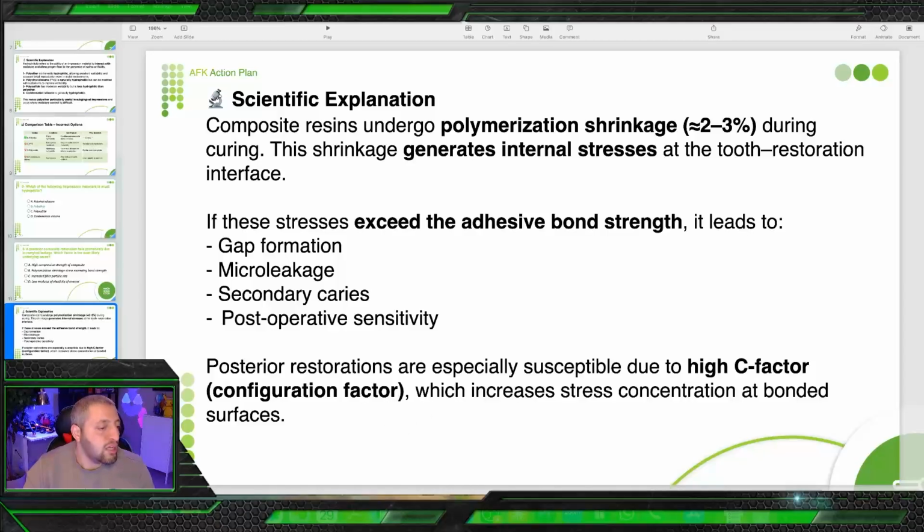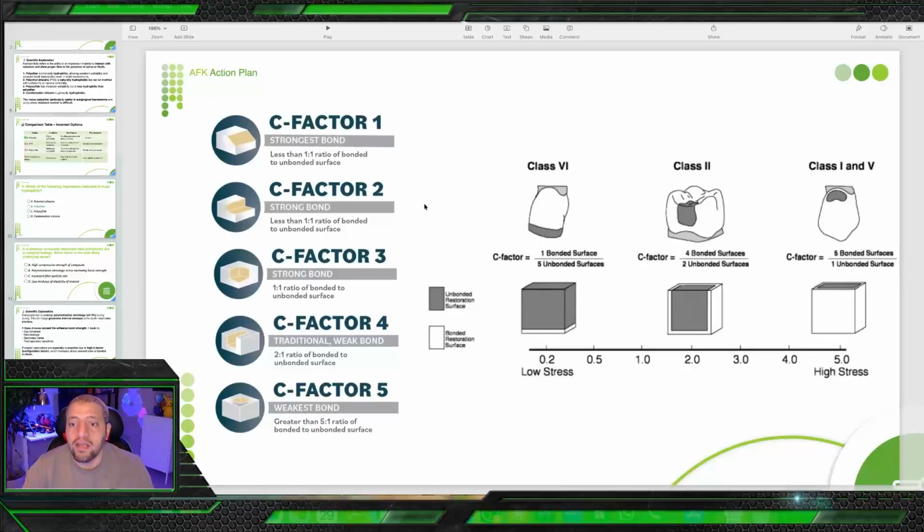What is this C-factor? There is a point I would like you to know from this question. The C-factor is the bonded surface divided by the unbonded surface. For class 4, this is the best C-factor configuration, 1/5, because we have 1 bonded surface and 5 unbonded. As you go to class 2, 4 divided by 2, still in a good way. But when you end up in class 1 or class 5, you have 5 bonded surfaces and 1 unbonded surface. So the C-factor here is 5 compared to the best, class 4, at 1/5. So this is 20%, this is 5 times. What do you think is worse? Class 1 and class 5.